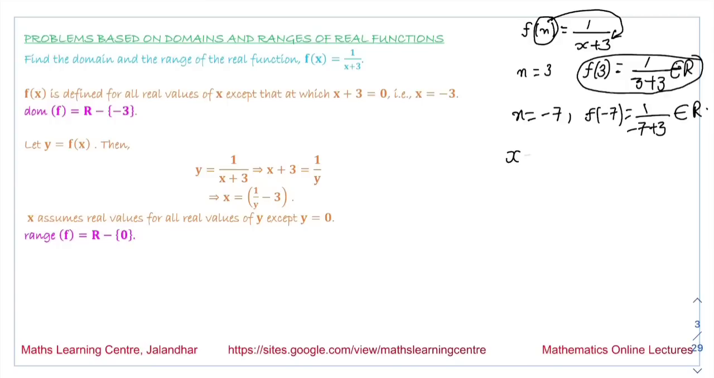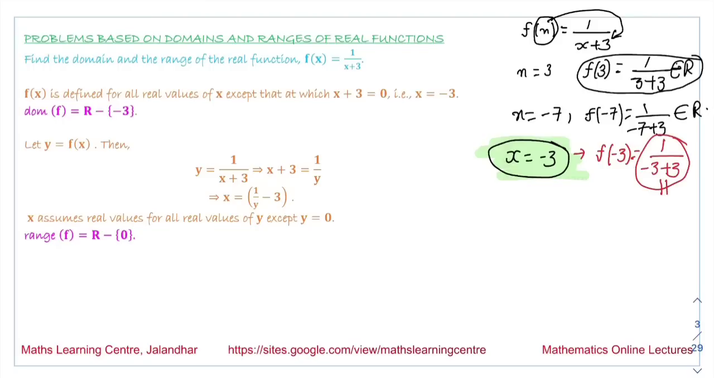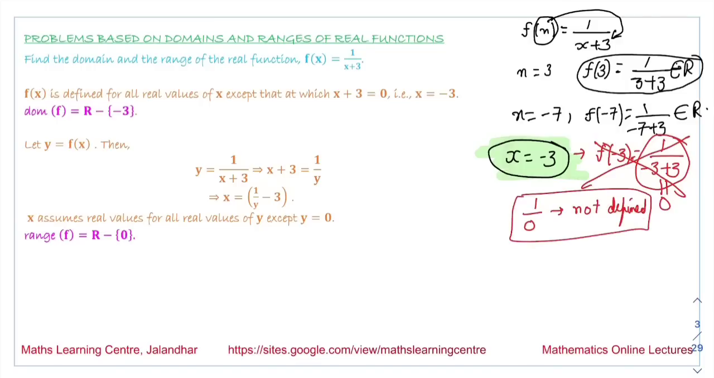Now suppose I am substituting x is equal to minus 3. So what will happen over here? We will get f(-3) is equal to 1 over minus 3 plus 3, and the denominator over here will be equal to 0, and this term is not defined. We are saying 1 by 0 is not defined. We are not writing it as infinity, we are saying this term is not defined. So for x is equal to minus 3, this function is not defined.